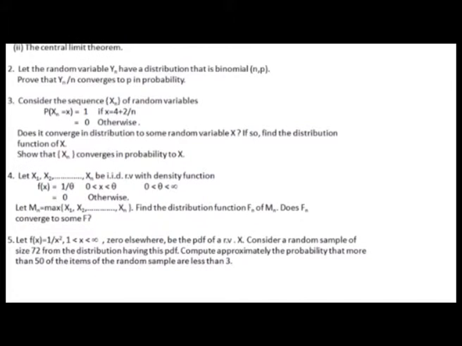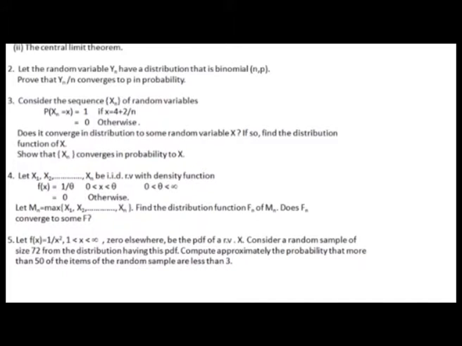Next, X_1, X_2, ..., X_n are independent identically distributed random variables with density function f(x) equal to 1 by theta, and 0 otherwise, where 0 is less than theta less than infinity. Let M_n be the max of X_1, X_2, ..., X_n. So, M_n is the random variable which is the maximum of these n sample values. Find the distribution function F_n of M_n. Does F_n converge to some F?